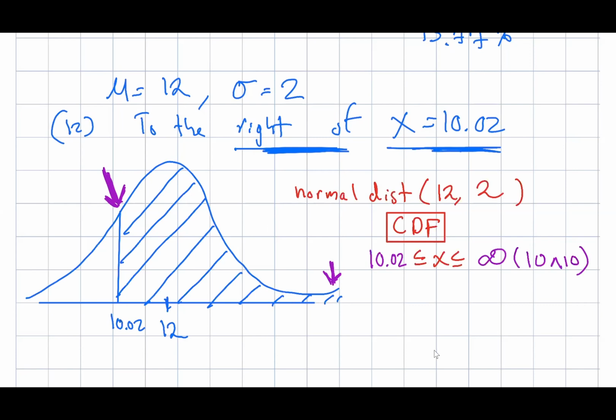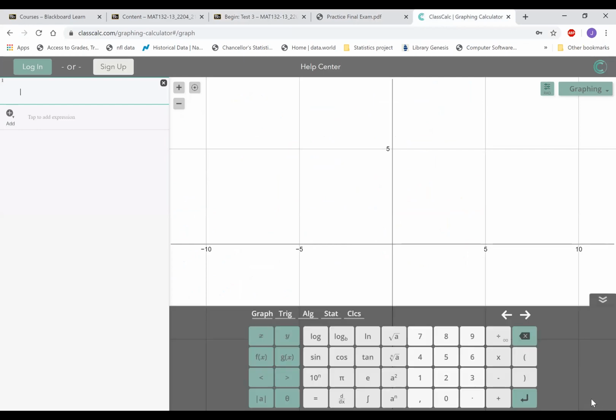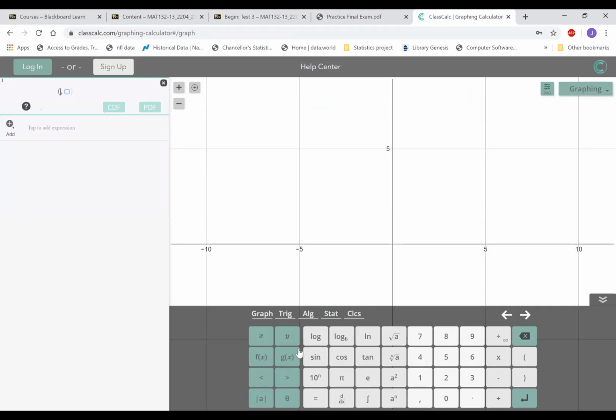Okay, so I'm going to go ahead and get the answer using Class Calc. Then I'll also do the TI-84. So in Class Calc, you go to stats, then distribution, then normal distribution. We say the mean is equal to 12 and the standard deviation is equal to 2.